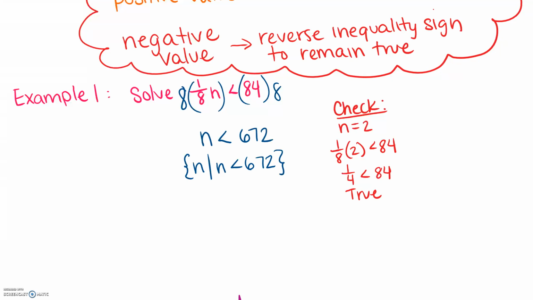What if I pick a number that is larger than 672? According to our answer, it should not be true, and we should get a false. So let's try n as 720. 1/8 times 720 should be less than 84. Now 1/8 times 720 gives me 90, and 90 is in fact not less than 84, so that is false.